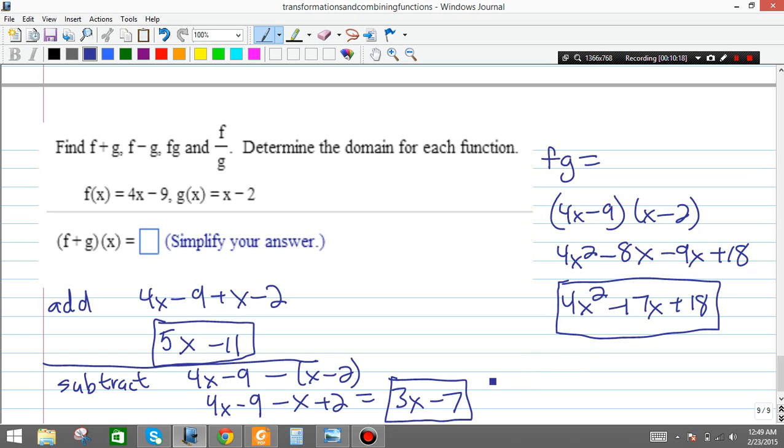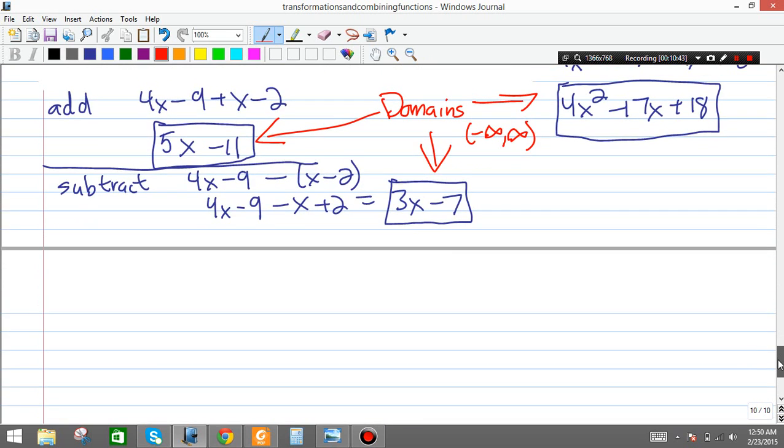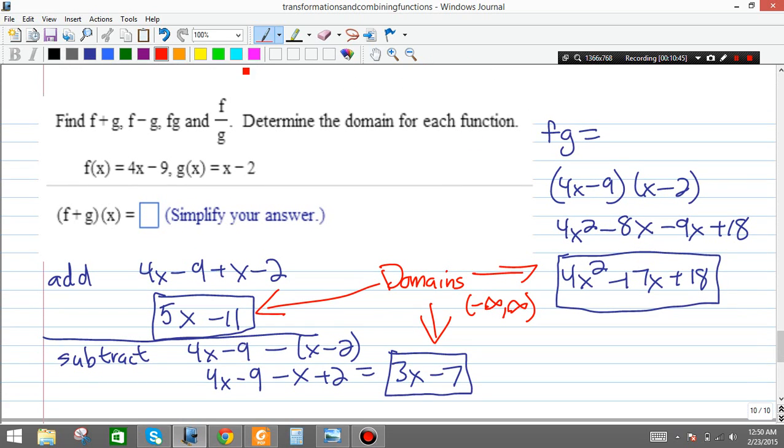And then we'll divide. Oh, by the way, on the domains, this is a good time to stop. The domains for all of these, this one, this one, this one, we notice that we're not dividing, we're not taking the square root. It's going to be minus infinity to infinity. However, for this last one, when you divide, we'll put a big O however here.